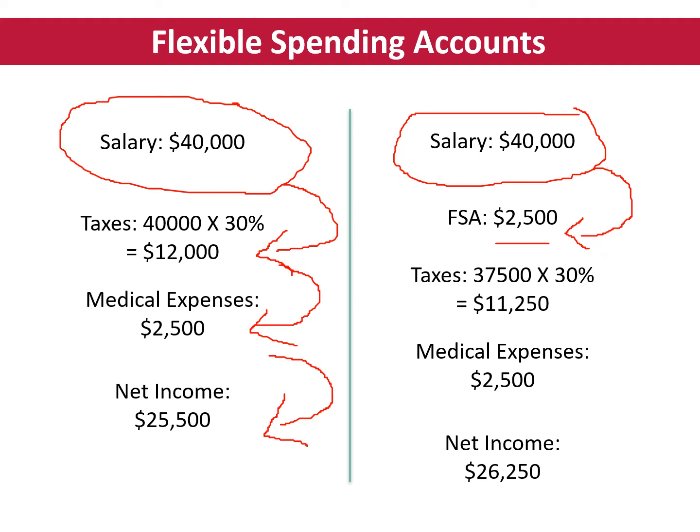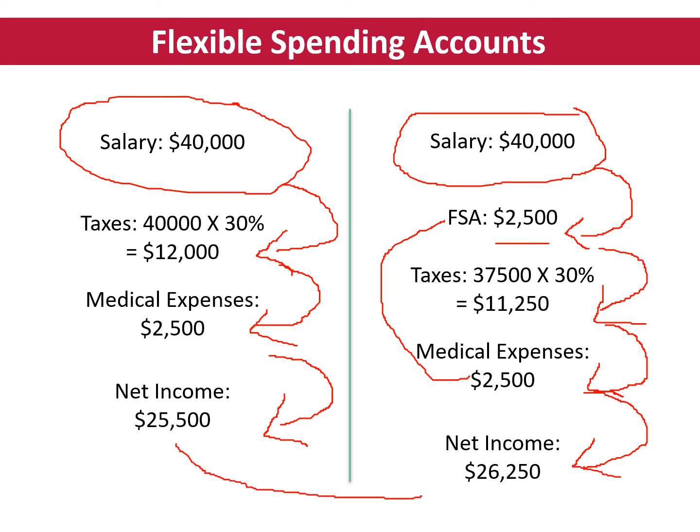Now over here we've got another employee who makes $40,000 per year, and they also have $2,500 a year in medical expenses, but they have an FSA for $2,500. So they're not taxed on the full $40,000. They're taxed on $37,500, and that yields an income tax for them of $11,250. Their $2,500 in medical expenses comes from their FSA. They put that money into the FSA and use it to pay those expenses. When we subtract the FSA and taxes from their salary, we get $26,250. As you can see, that's a difference of $750 in the employee's pocket, all because they had money put into an FSA.